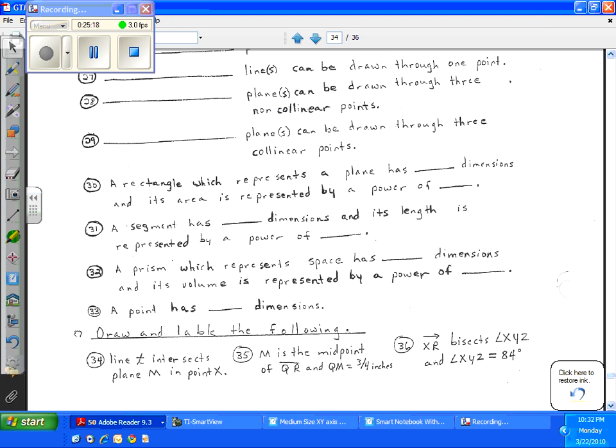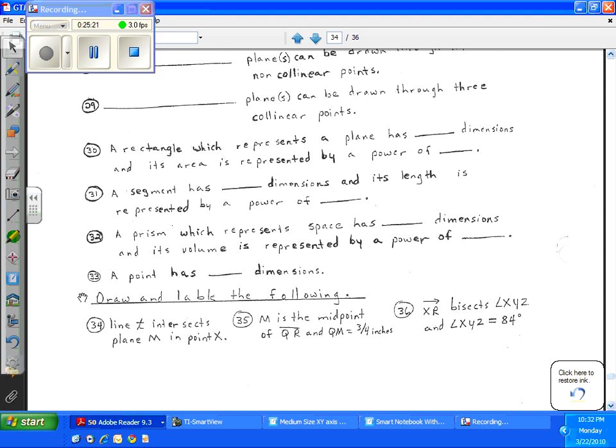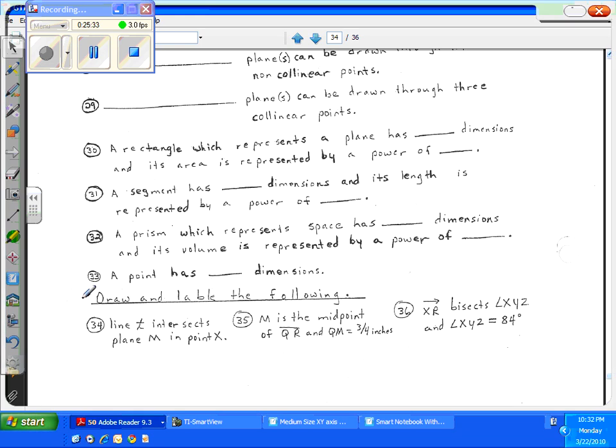And then we want to keep drilling it in your head for the later purposes of finding perimeter, area and volume, and doing the conversions between inches and square inches and cubic inches, to inches to feet and square feet and cubic feet. A rectangle, which represents a plane, has 2 dimensions, and we represent its area with a power of 2. In other words, square inches, square centimeters, square feet.